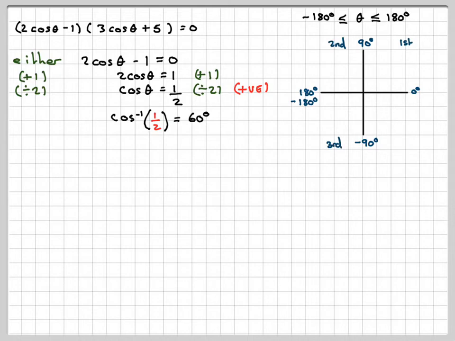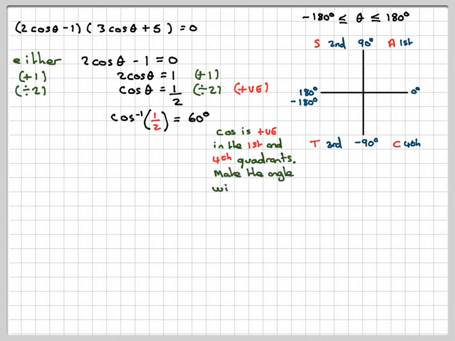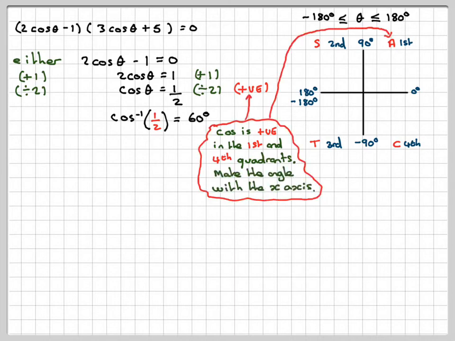First, second, third, fourth quadrants, however you use to remember it. Right, we want to know where cos is positive. Cos is positive in the first and the fourth quadrants. And we always make our angle with the x-axis. So making an angle here with this axis in the first quadrant at 60 degrees, and then making one in the fourth quadrant, 60 degrees.